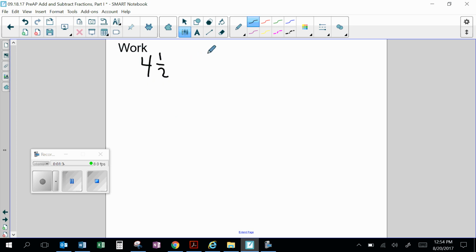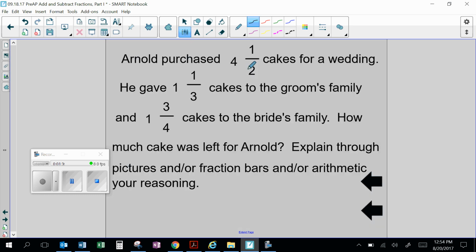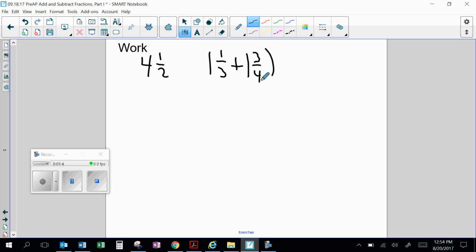So, again, he gave away 1 1/3 and 1 3/4. Once we find out how much he gave away in all, we're going to take away from the original quantity. What do you remember about adding and subtracting fractions? Look closely: 2, 3, and 4. What do you notice about the denominators? Hopefully you'll say they need to have a common denominator.